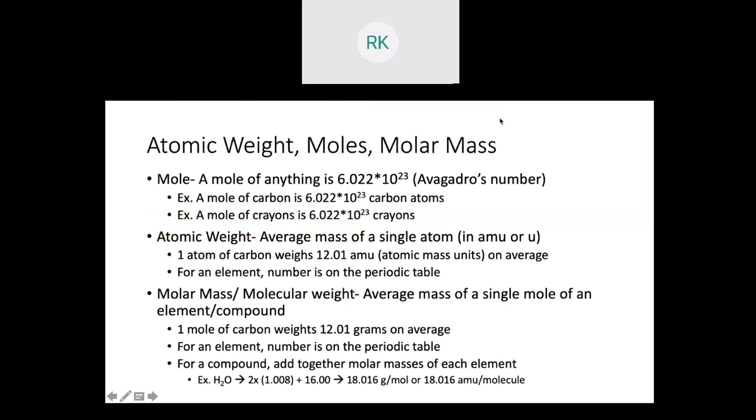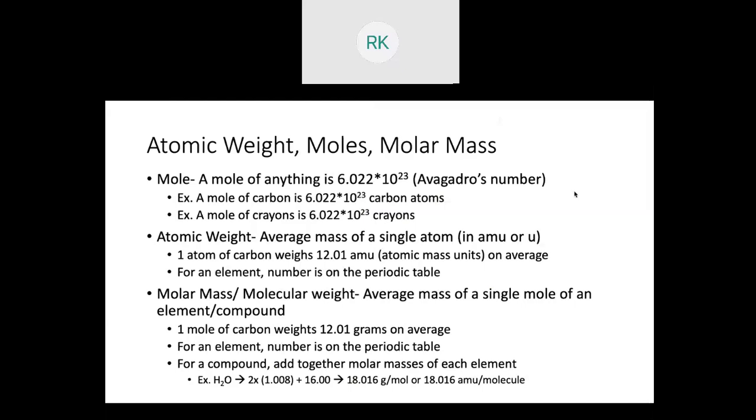So if there are no questions up to that point, I'll kind of just leave a minute if anybody has questions, but we're just going to kind of talk about what is a mole, what is our atomic weight or atomic mass, and what is our molar mass or molecular weight, okay?